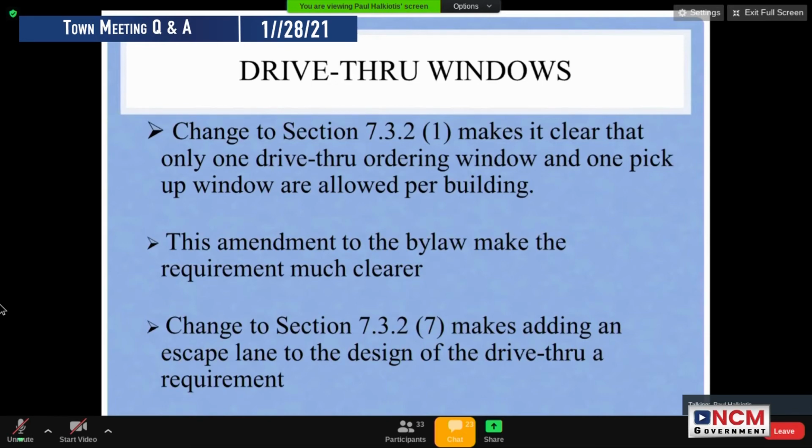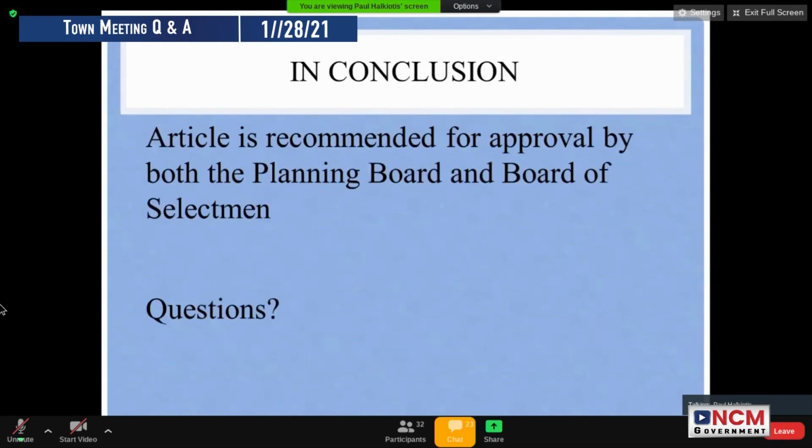This will only affect new drive-through windows. It won't affect any existing ones. Those are grandfathered under zoning. The planning board recommends this article, and the selectmen support it. I'd be glad to answer any questions.